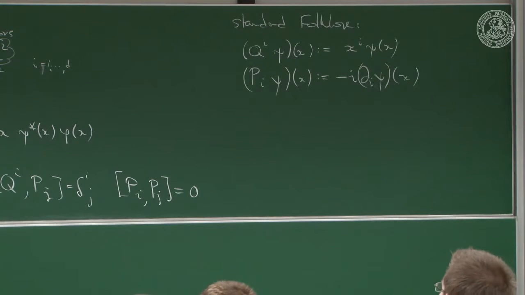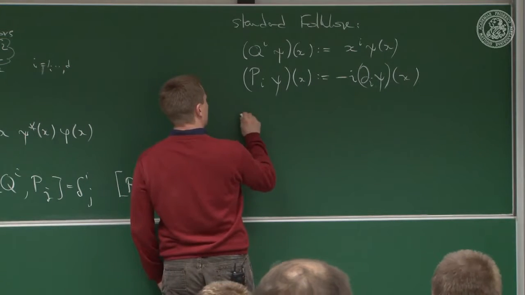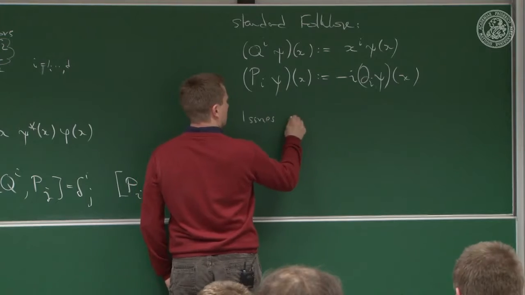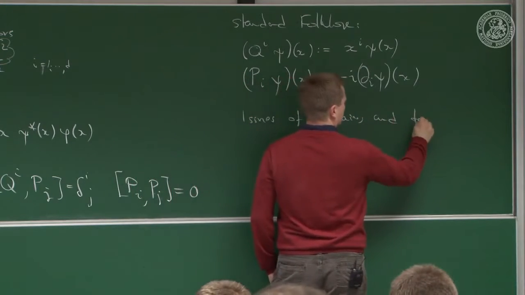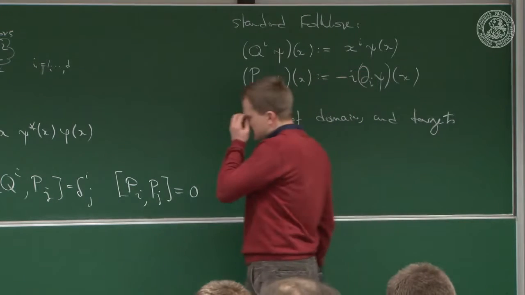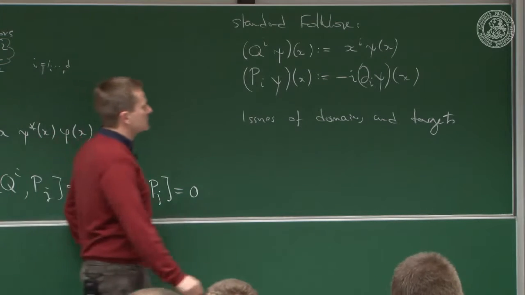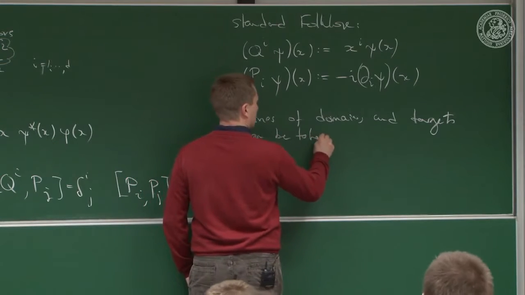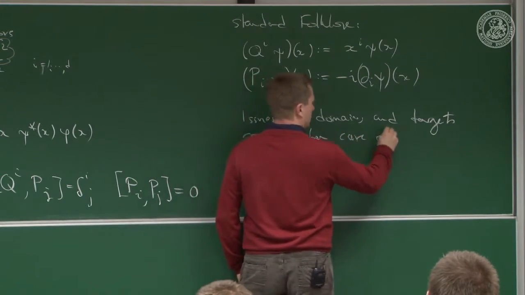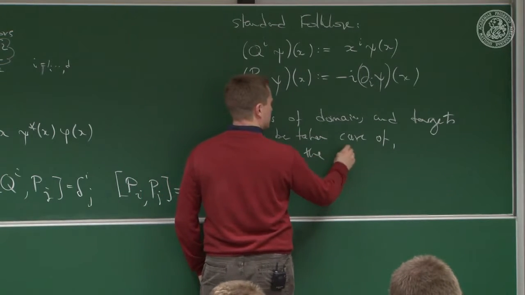So all of these issues, issues of domains and targets, and you see this has a bearing on what self-adjointness is rather than just hermiticity, can be taken care of. And that's using the Gelfand triple.